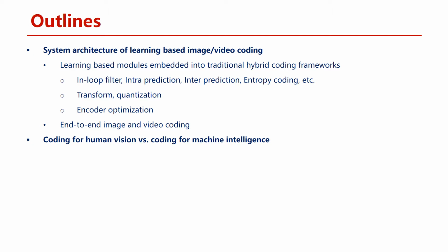I guess the participants of CVPR may be familiar with the end-to-end coding architecture. So I will spend more time introducing the research results on network-based hybrid coding. Other than that, at the end of my talk, I will also introduce some latest information about coding, not only for human vision, but also for machine intelligence.